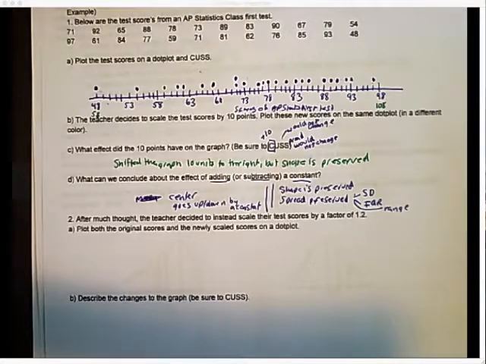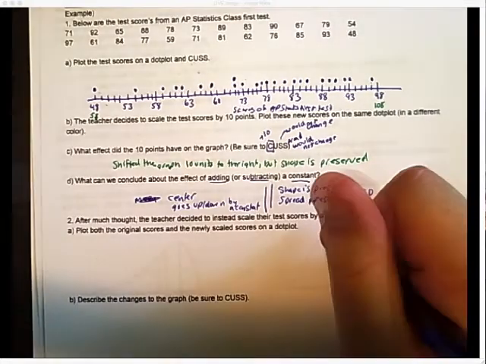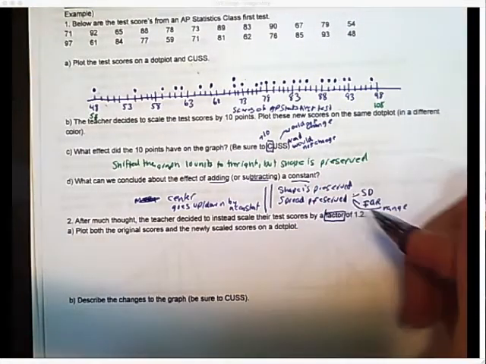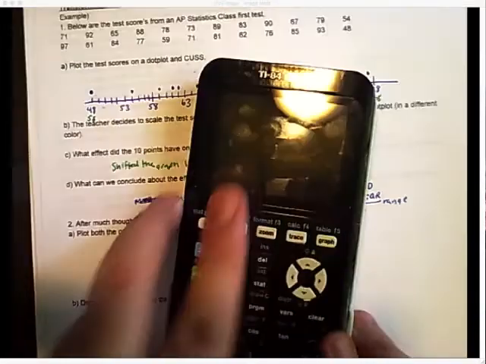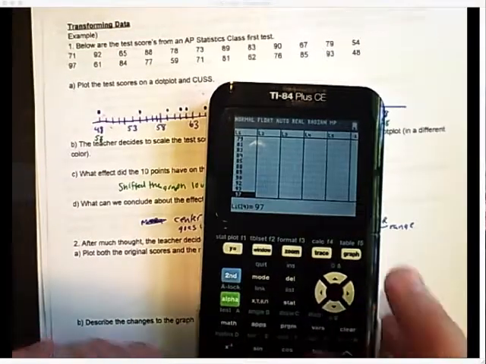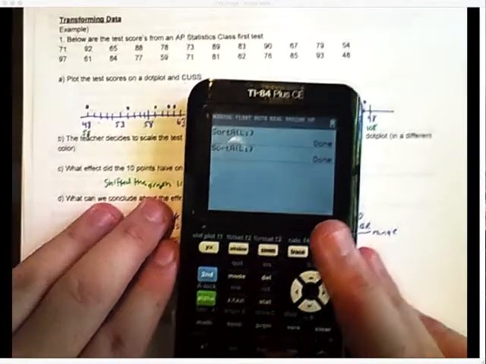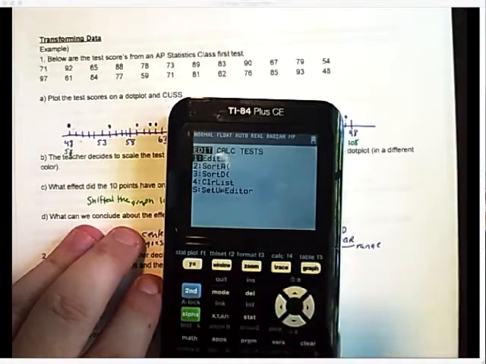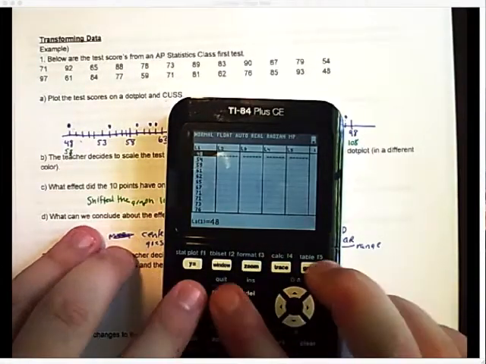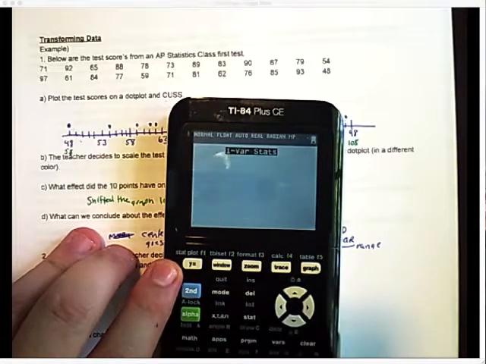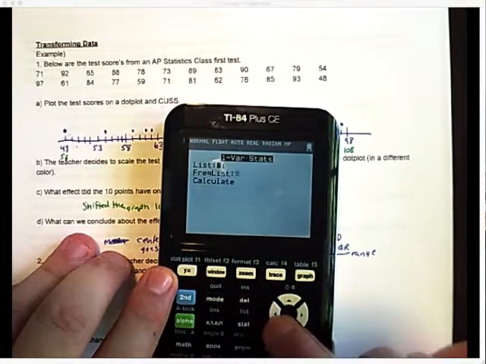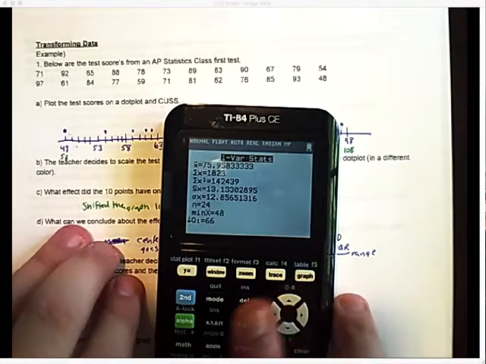So after much thought, the teacher decided to instead scale their test by a factor. So that means she's going to multiply all the scores. All right, so before I do that, let's get some descriptive statistics. Let's go stat, edit. Oops. Go stat, calculate one variable stats for list 1. Okay, so let's just write some of this down.